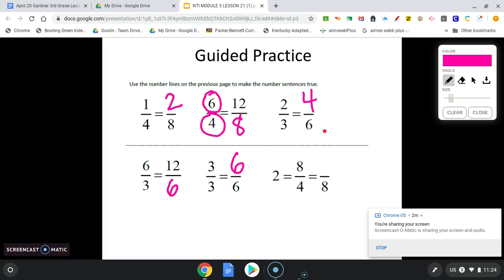2 wholes is equivalent to 8/4, which is also equivalent to 16/8. You have all of that on your number lines that we just looked at. Excellent, excellent job.